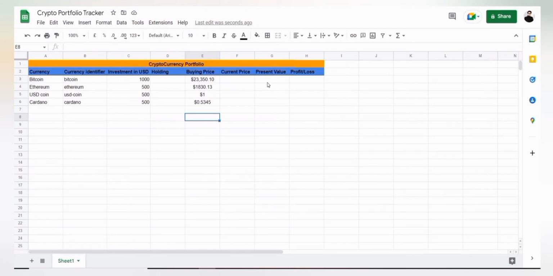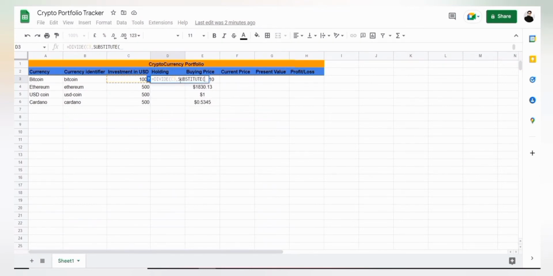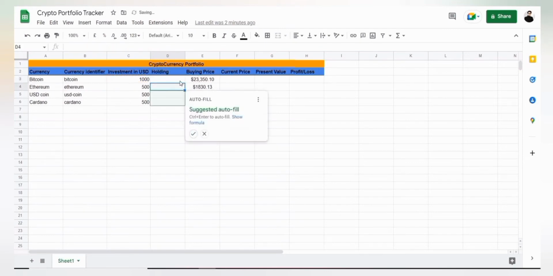So let's start using formulas to determine the rest of the values. Let's use the divide formula to divide our investment by our buying price to determine our holding. Let's go and enter equals divide. Let's use a substitute formula to ignore the dollar sign in our buying price. So we'll enter C3, substitute, E3, and then enter dollar sign in quotes, substituted by a blank space in quotes. Close the bracket and press enter. Let's take the suggested autofill, and there we have it. That's the holding for each coin.